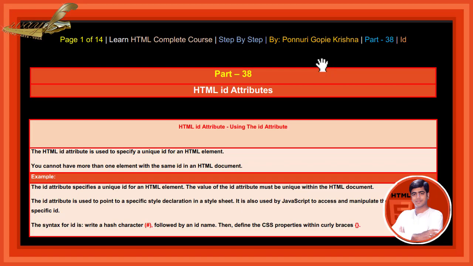In this session, let us learn about HTML ID attributes. Using the ID attribute. The HTML ID attribute is used to specify a unique ID for an HTML element. You cannot have more than one element with the same ID in an HTML document.